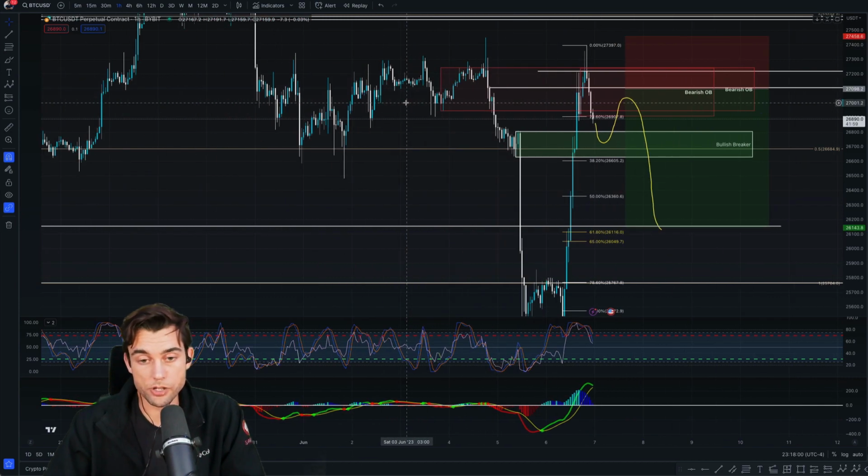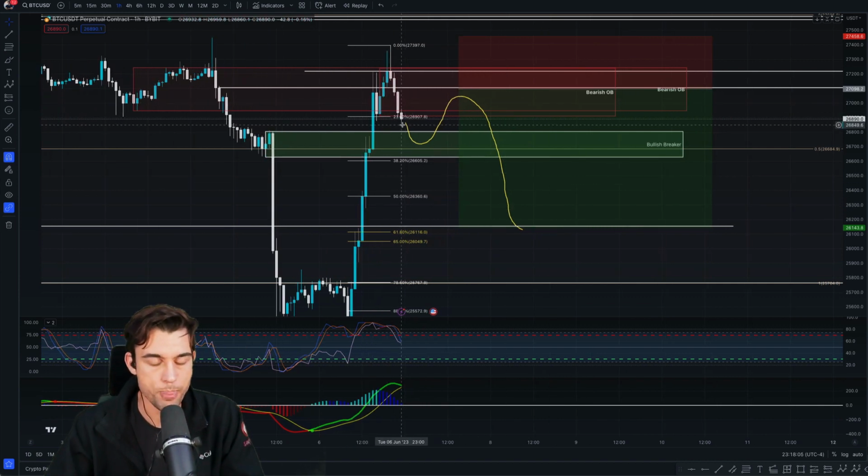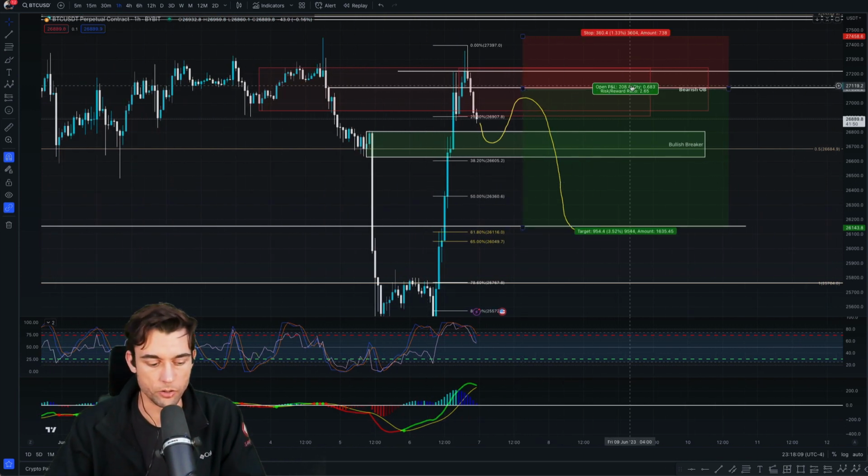Now, things are looking super bullish, like I said. So I have no idea if this is going to work out, but this is what I would do looking at it on Bitcoin. And so let's go to Ethereum.